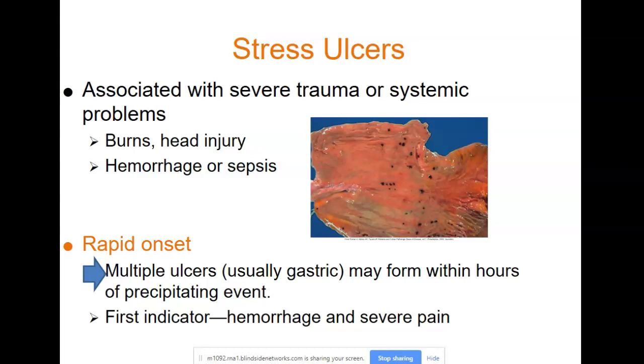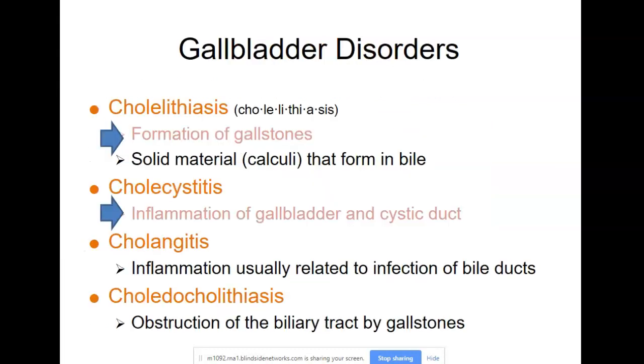And the first indicator is going to be the blood that's being leaked into your chyme content, so it can be detected in the stool. Usually it turns the stool very, very dark, maybe even black. And there's going to be a burning, radiating pain in the inferior stomach regions.